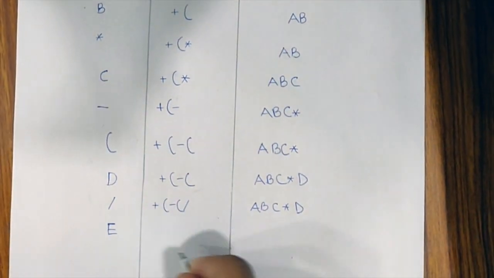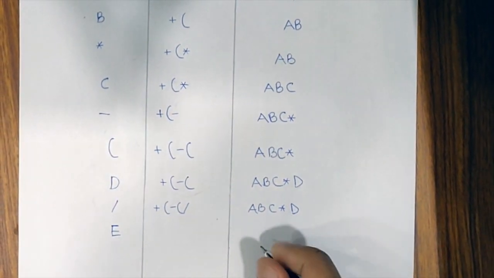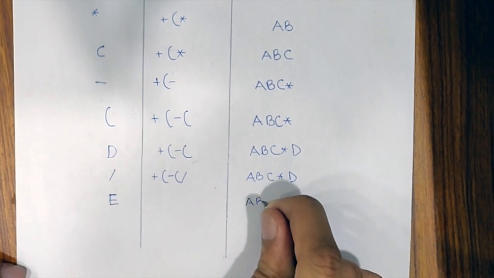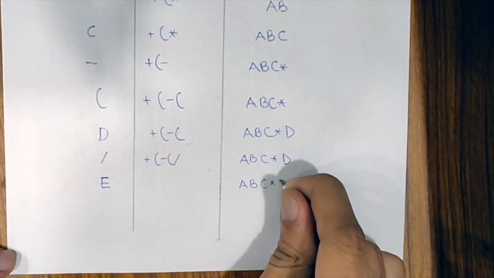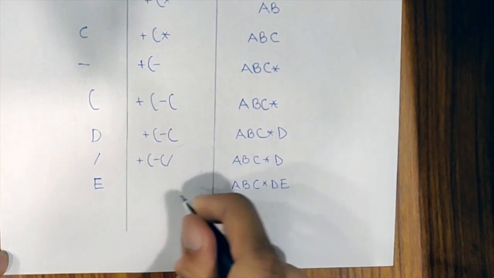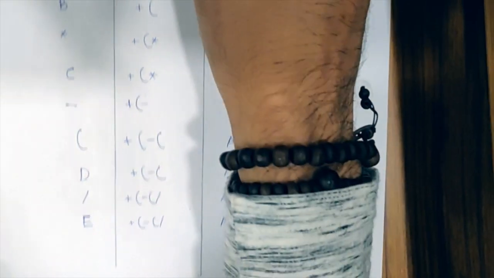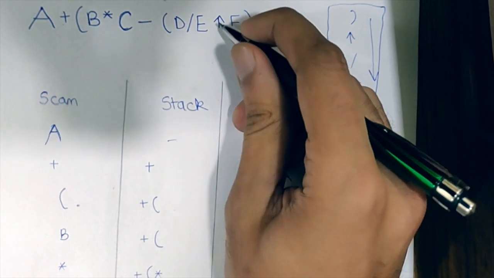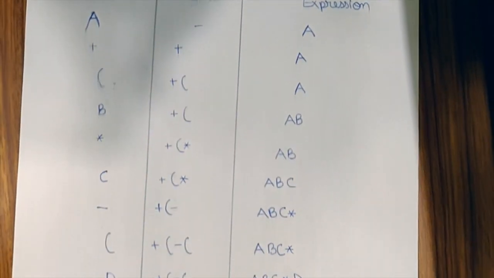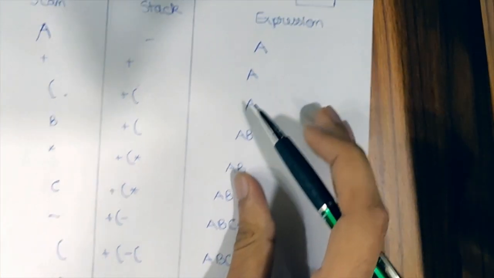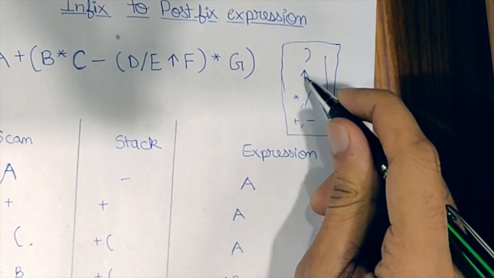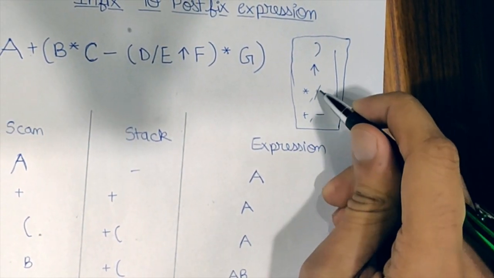For E, what would happen? E would be added to the expression. Okay, nothing would be changed in the stack. So star D E. Okay, nothing changes in the stack. Okay, and then after E we have the exponent. For the exponent, as you can see here, exponent has a higher precedence than the division.